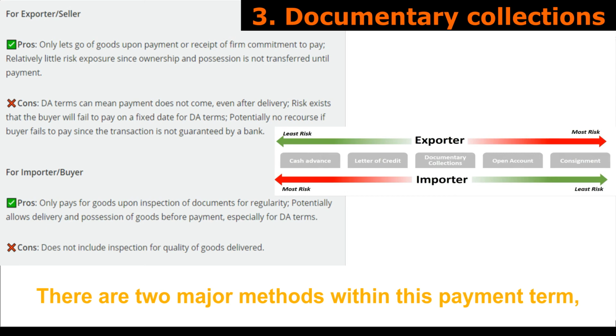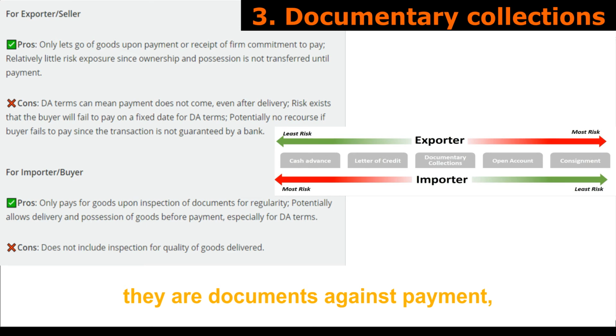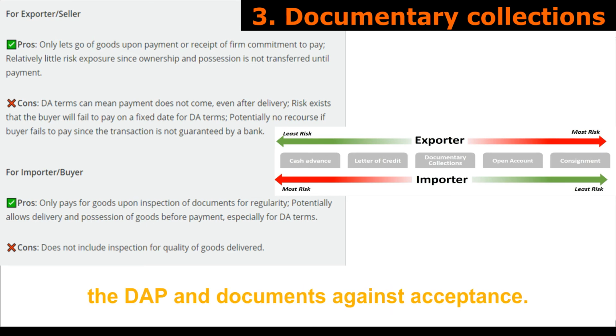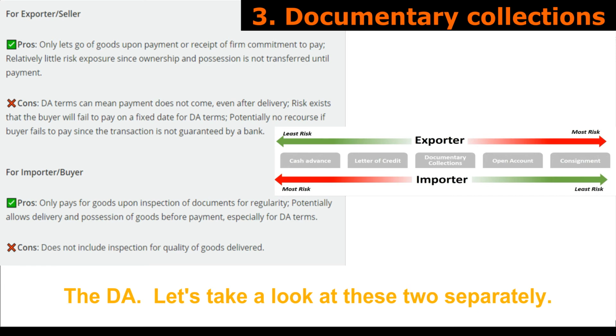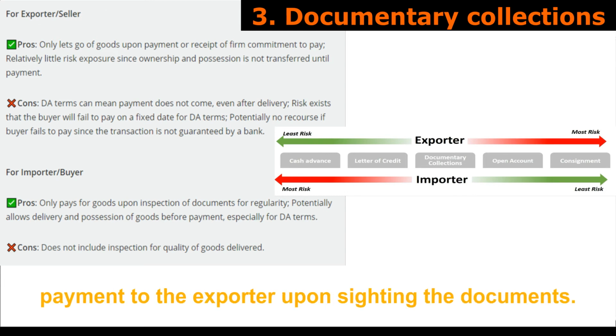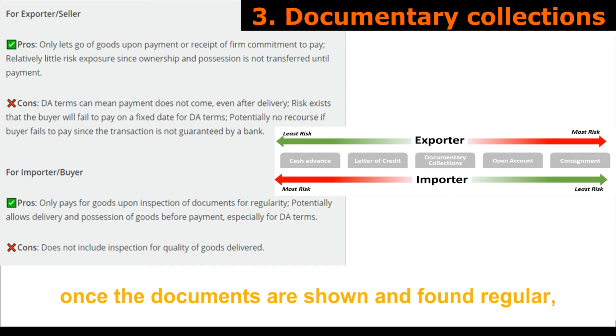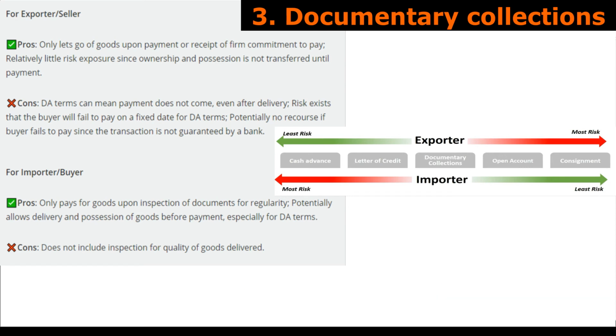There are two major methods within this payment term. They are documents against payment, the DAP, and documents against acceptance, the DA. Let's take a look at these two separately. Documents against payment, the DAP. Here, the agreement is that the bank will release payment to the exporter upon citing the documents. No delay in payment is expected here, and once the documents are shown and found regular, payment must be completed.